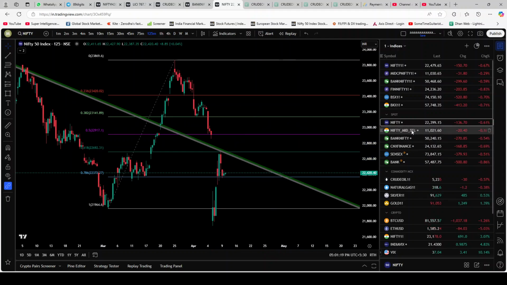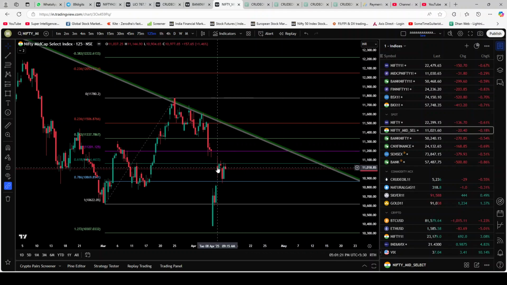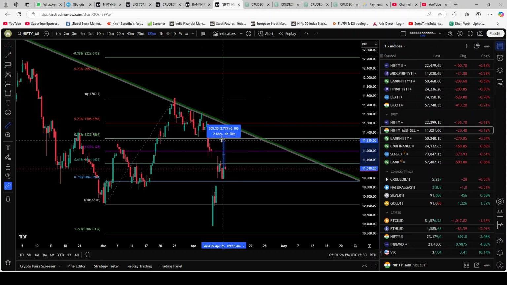All right, and in midcap, we will see a similar thing. It'll probably go and try to break these trend lines.